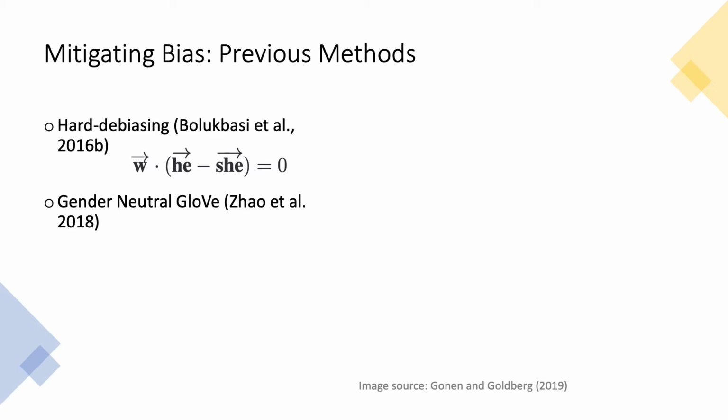Another method proposed by Zhao et al. in 2018 is to use an additional training objective to encourage gendered information to reside in a specific part of the word embedding, and then the word embeddings are simply truncated before using them for inference.